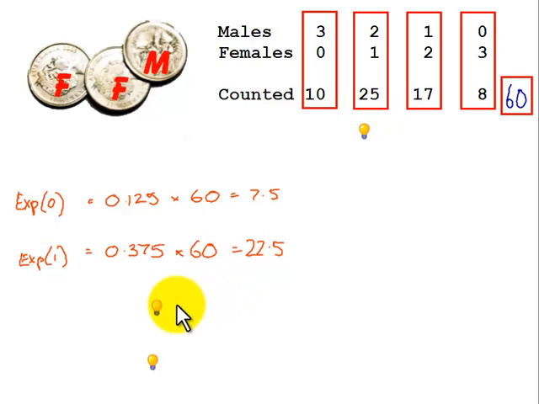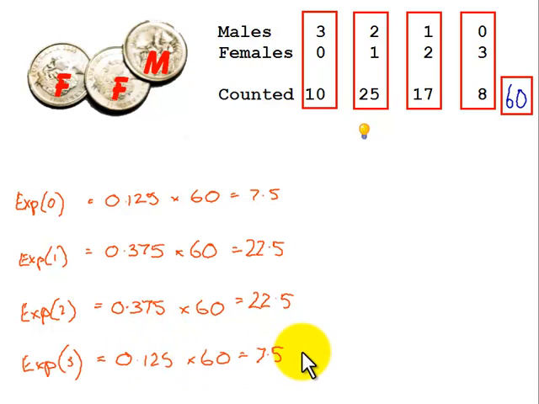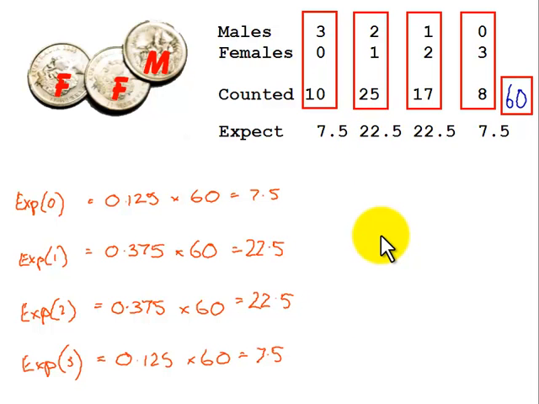0.375 by 60 is 22.5, and the same is the expected number for 2 females and 1 male. And 7.5 again is the expected number for 3 girls, no boys. So I can write in the expected numbers there, and you can see that the expected numbers are very similar to what we've actually observed. There's some slight differences, but they're not huge. We've got slightly more clutches with all boys than we would expect, and slightly more clutches with 2 males than we would expect to see, and slightly fewer of the other outcomes. But there's not a huge difference between what we observed in a little simulated trial for pied cormorants and what we would expect to see if the chance of males and females is 0.5.